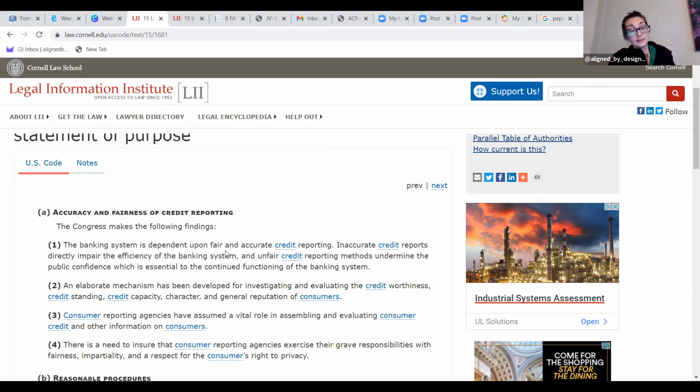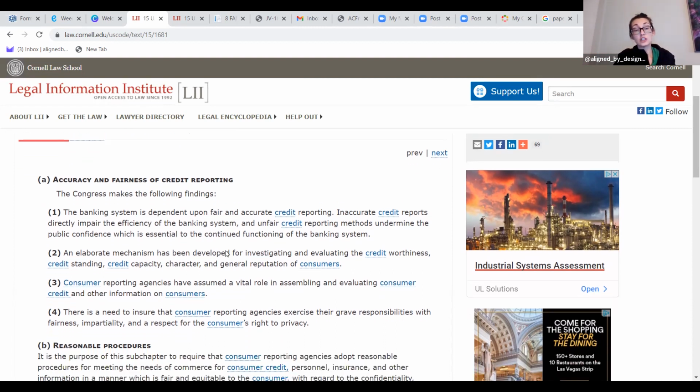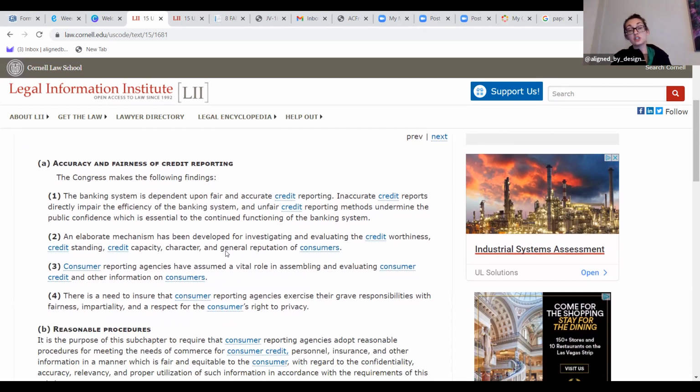But an elaborate mechanism has been developed for investigating and evaluating the credit worthiness, credit standing, credit capacity, character, and general reputation of the consumers. So the consumer reporting agencies have assumed a vital role in assembling and evaluating consumer credit and other information on consumers. Assumed, okay? They've created it all because it was necessary. So it's really up to us to assume the role of assembling and evaluating your credit and what you want furnished on your credit report.